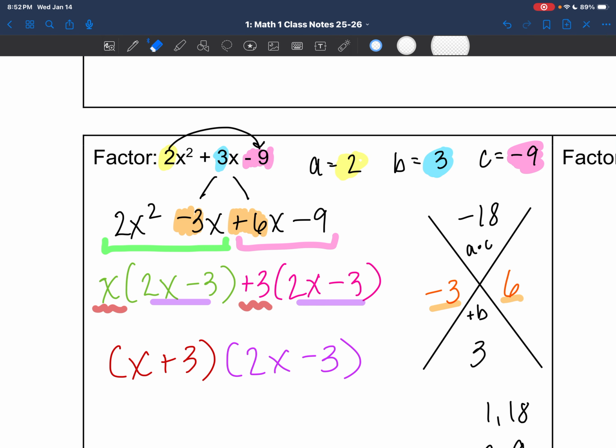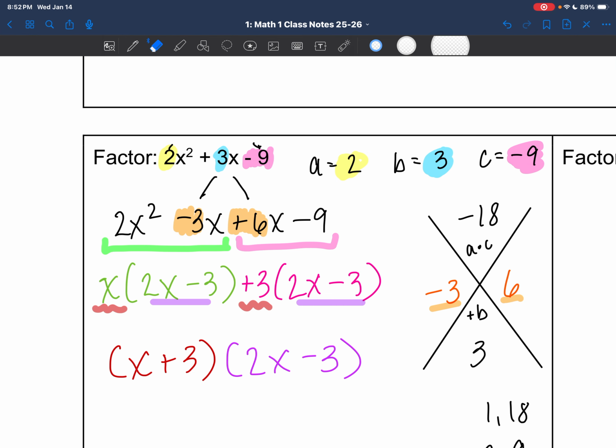So what I did, I'll erase that just to start. I like to label it. Once we get the hang of it, you don't have to label it, but I always like to label: this is my A, this is my B, and this is my C, because A goes with the x squared, B goes with x to the first, and C is your constant. So A is 2, B is 3, and C is negative 9.